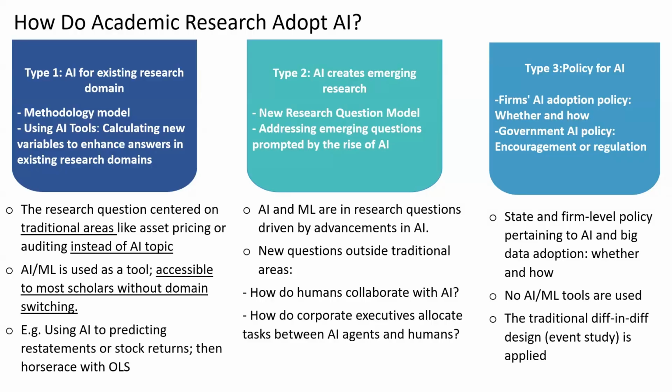So these are the 3 types of studies I have observed about fintech and AI. Type 1, the majority of people are doing that because it's comfortable and accessible for most scholars. You don't have to step out of your comfort zone. You just stay in your own area, using AI to enhance what you are doing. Type 2, it's kind of a new area.